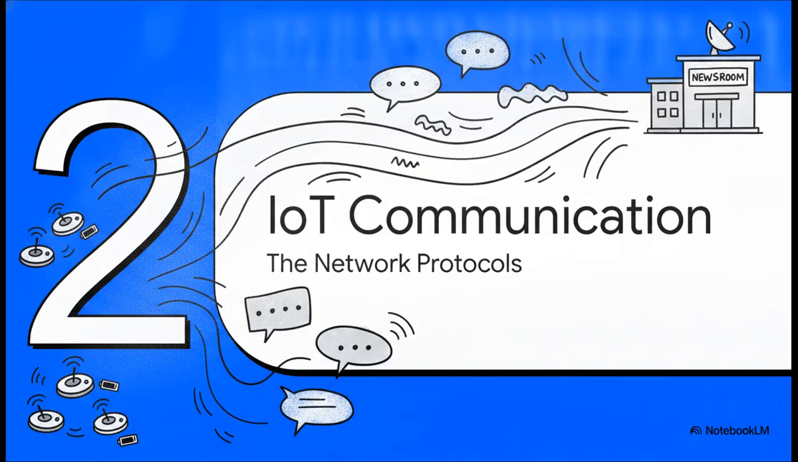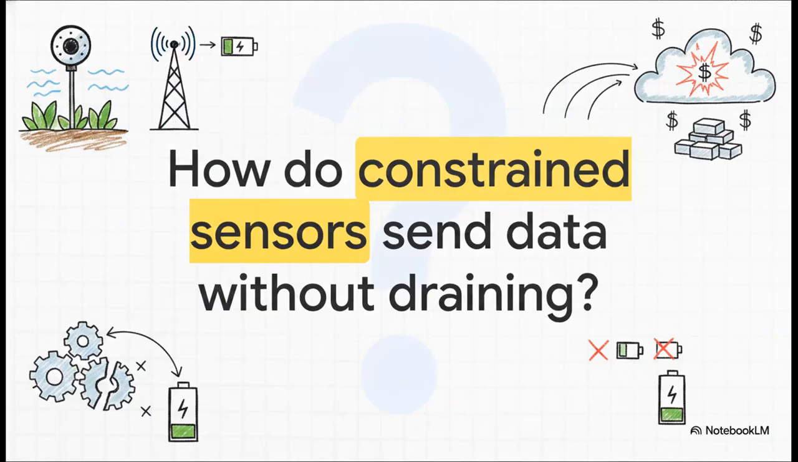Moving on to part two, how IoT devices communicate, the network protocols. Now, here is a massive engineering puzzle for you. Imagine you've got a little soil moisture sensor sitting in the middle of a huge farm. It's running on a tiny battery. How on earth does it send data over a cellular network without just dying in a few days? Picking the wrong communication protocol here is a huge rookie mistake. It leads to dead batteries, lost data, and cloud bills that will absolutely wreck your budget.